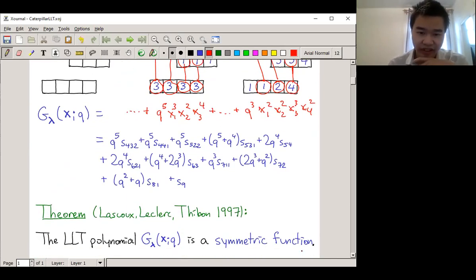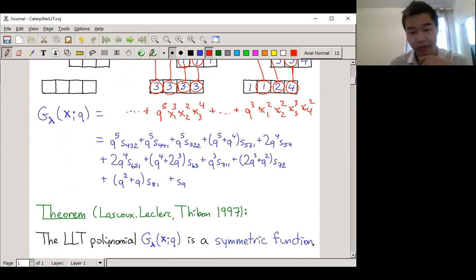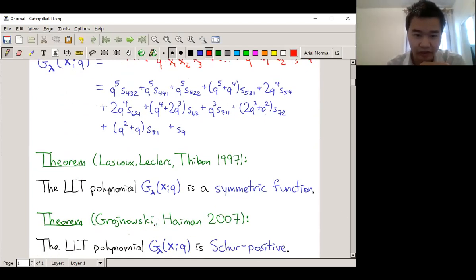So Lascoux, Leclerc, and Thibon originally showed that their definition of the LLT polynomial is a symmetric function. And then 10 years later, Grojnowski and Haiman showed that LLT polynomials are in fact Schur positive. So all this means is that when written in the basis of Schur functions, the coefficients are polynomials in q with positive coefficients.